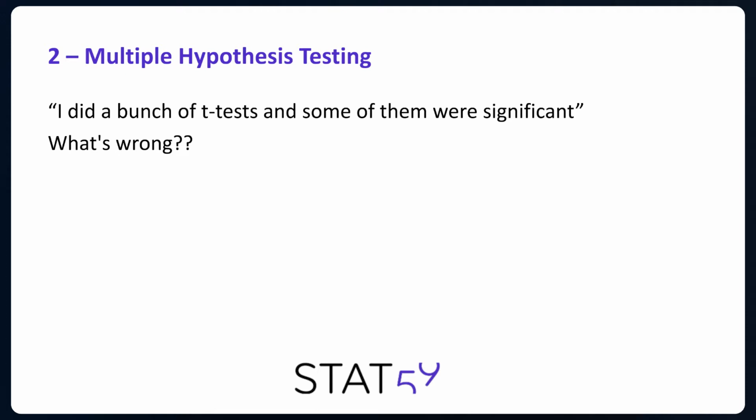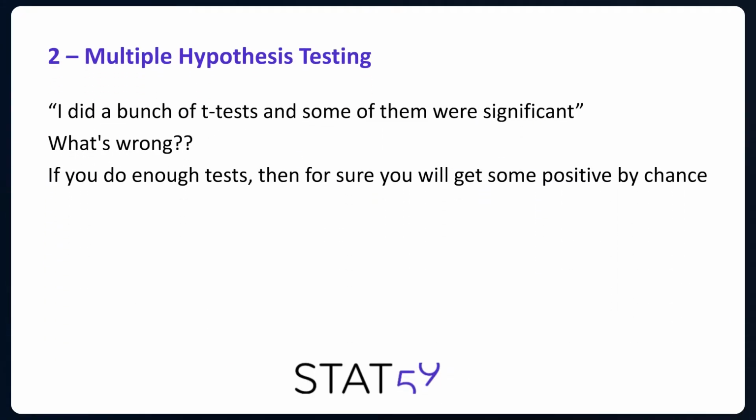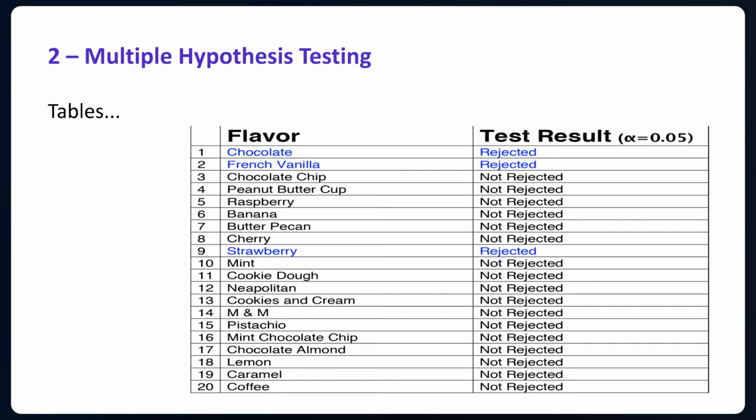Now, what's wrong with this? Superficially, it seems kind of nice. But the problem is that if you do enough tests, then for sure you will get some positives just by chance. So for instance, here is the table for the gelato experiment. The gelato experiment is an experiment I do when I'm teaching statistics, which involves looking at an additive to ice cream and seeing if it increases ice cream consumption. And here we can see a table.